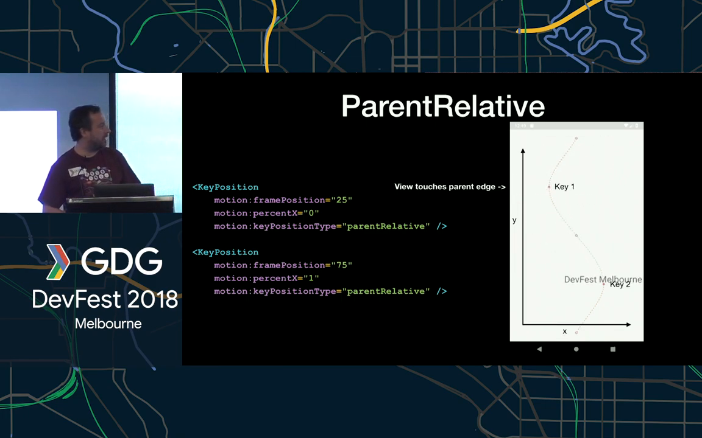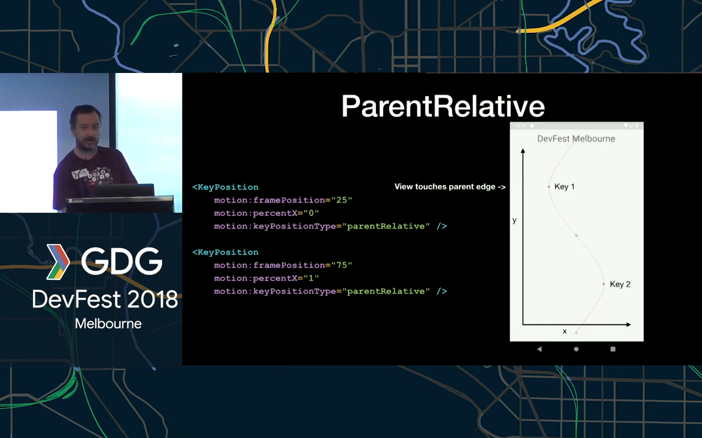Parent relative. So in this example here, we've got two keyframes. We're going from the top of the screen to the bottom of the screen. All the examples are pretty much the same, starting at the top and finishing at the bottom with our constraint sets. We've got two keyframes defined here. The first one is 25% of the way through the transition, and because it's parent relative, we've got a %x, which is 0. And then the second animation keyframe is at position 75, and that's %x1, so that's as far right as one can go, and both of those are parent relative.